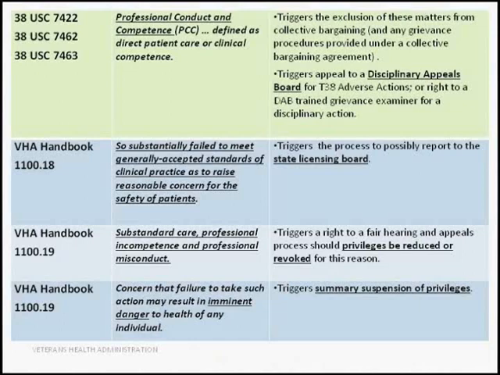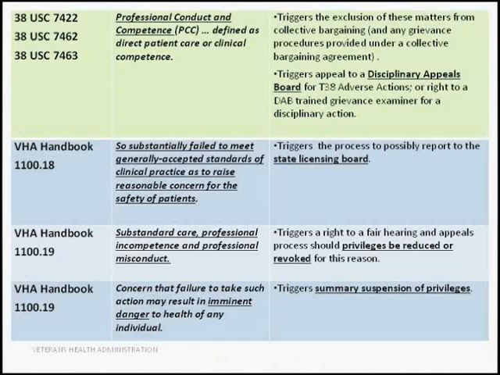If you have the case where somebody so substantially failed to meet generally accepted standards of clinical practice as to raise reasonable concerns for the safety of patients, this is the exact language that you think about when you're triggering a review that might be reported to the state licensing board. The policy guidance on that is VHA Handbook 1118. And I should say right now, we're going to get into all of these in much greater detail. This is just a nice summary chart to keep handy for your future reference.